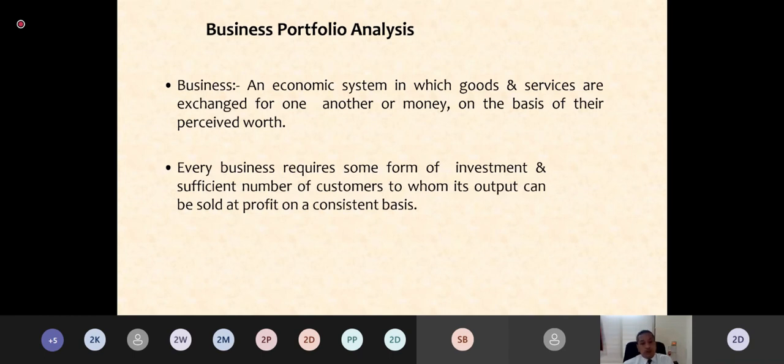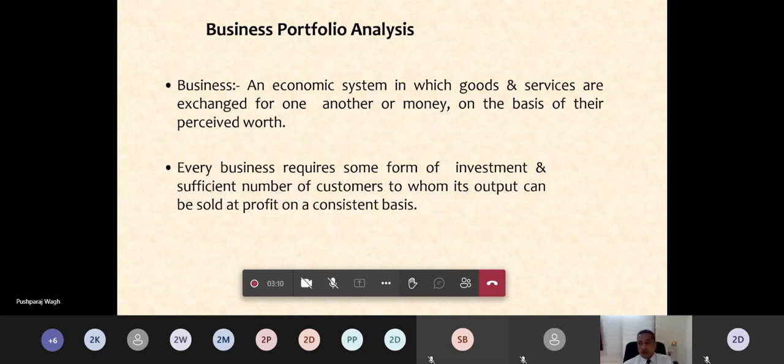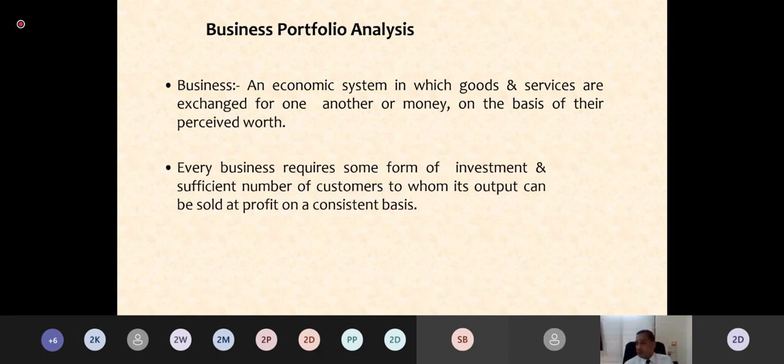First of all, we understand what a business is. We all know what a business is, but here I have put it into some definitions. A business is an economic system in which goods and services are exchanged for one another or for money, on the basis of their perceived worth. So it is an economic system wherein there is an exchange of goods with other goods or goods with money, on the basis of their perceived worth.